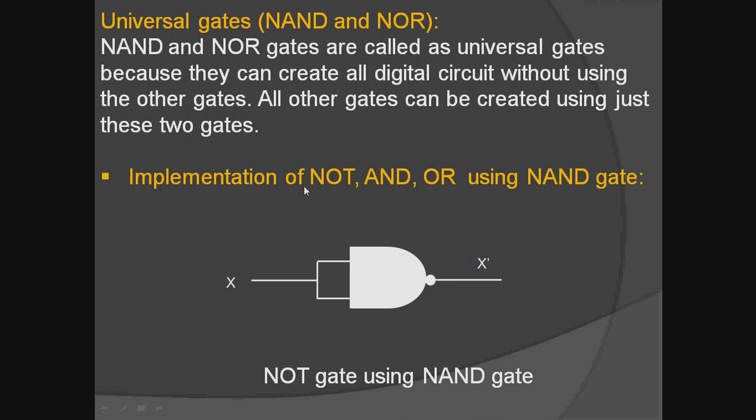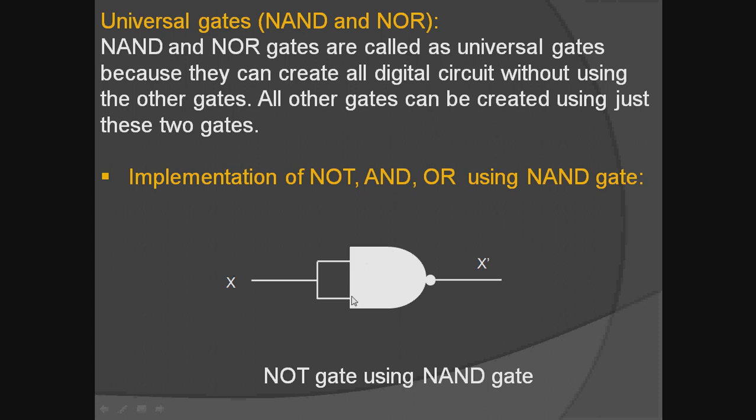So, implementation of NOT, AND and OR using the NAND gate. That means how you can create the NOT gate, AND gate, and OR gate using the NAND gate. First we are going to see how the NOT gate is created using the NAND gate. Remember that the NOT gate accepts only one input, and the output is the complement of that input value. So the input is x, the output is x complement. If the input is 0, the output will be 1. If the input is 1, the output will be 0.